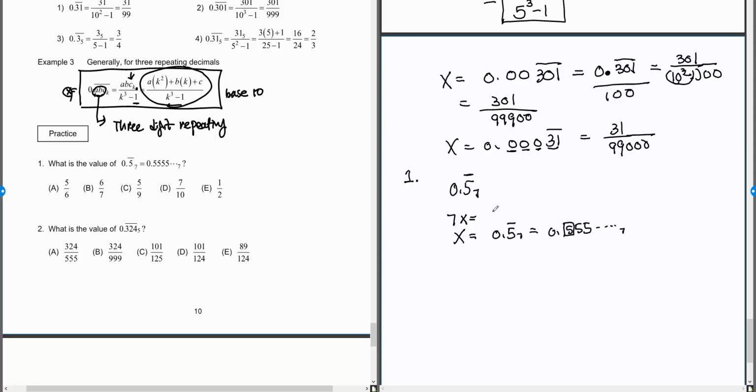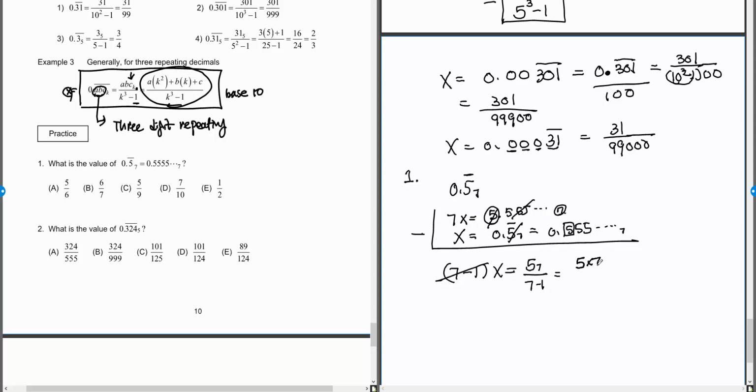Now this base number 5 is moved to the front. 5, 5, 5, 5, 7. So when you subtract, 7x minus 1x equals, we got only 5, but that is still base number 7. Now, what is the value of x? 7 minus 1, isn't it? This is just 5, okay? 5 times 7 to the 0 is still 5, so 5 over 6. Okay? Yeah, that's the answer.